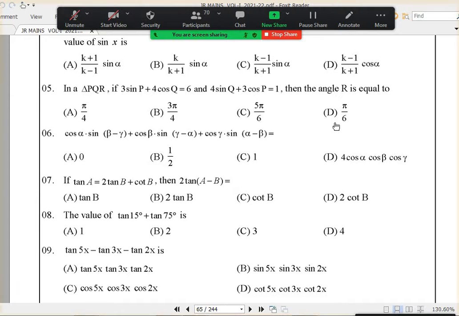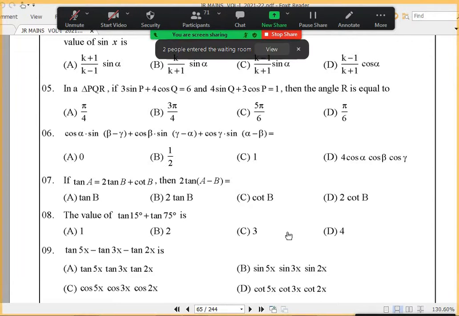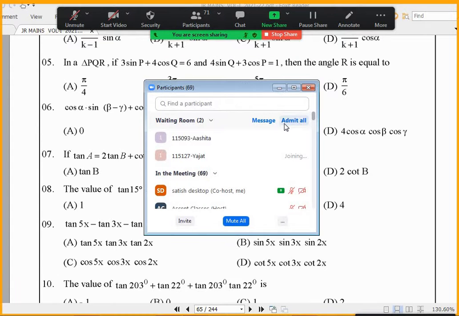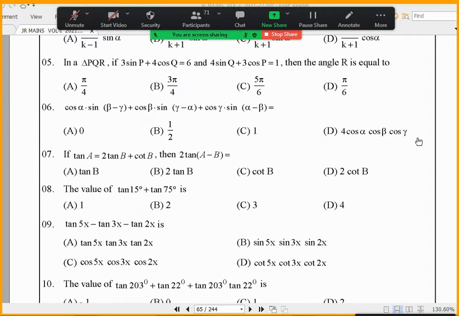So option D. The answer is given as 5 by 6. That is the capital R value, 5 by 6 only, option D. Correct? Okay.